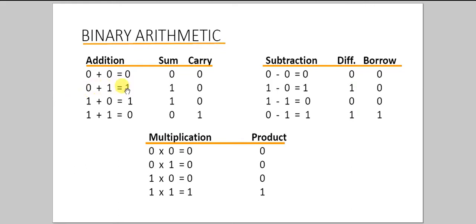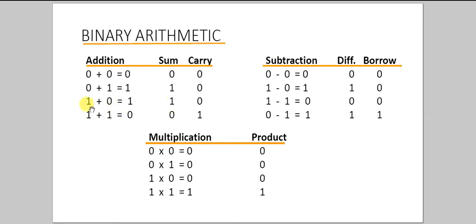Similarly, 0 plus 1 is 1. So 1 is the sum of the two numbers, and the carry is 0. 1 plus 0 is equal to 1, the sum is 1 and the carry is 0. While 1 plus 1 is equal to 0, as the sum is 0 and the carry is 1.